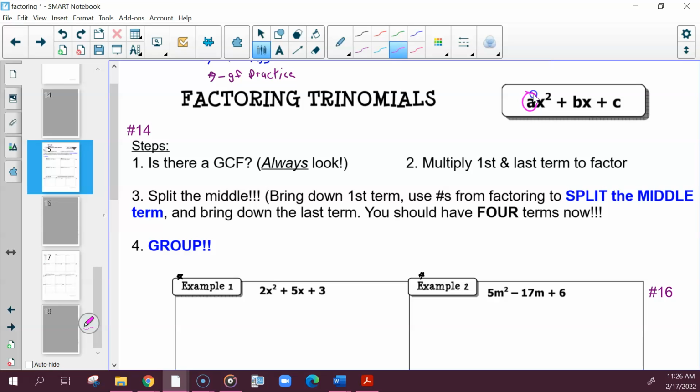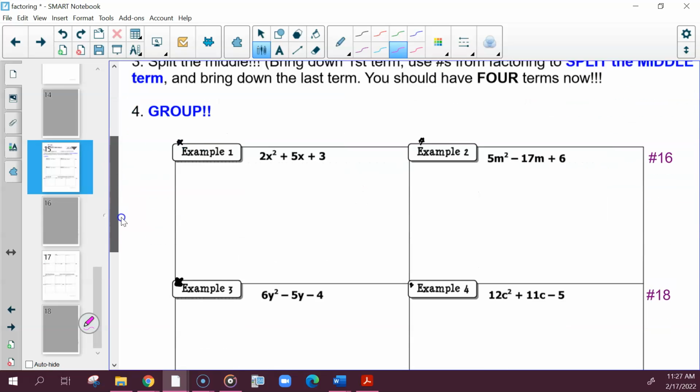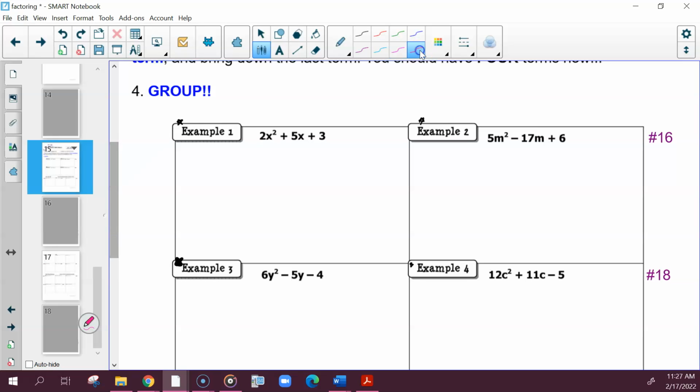So it already sounds like a lot. It kind of is. But let's actually do one so you see what I'm talking about. If this is not enough space, grab extra paper. Don't feel like you have to smush everything in that small space. Does this have a GCF?